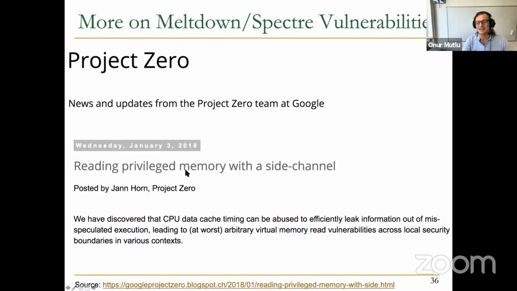But basically, this says what I said. Let me read it very quickly. We have discovered that CPU data cache timing can be abused to efficiently leak information out of misspeculated execution, that's wrong path execution, leading to, at worst, arbitrary virtual memory read vulnerabilities across local security boundaries in various contexts. It's a bit cryptic, but basically you can leak information across local security boundaries. So in a sense, it's not as bad as RowHammer, because RowHammer leads to someone taking over your entire system.